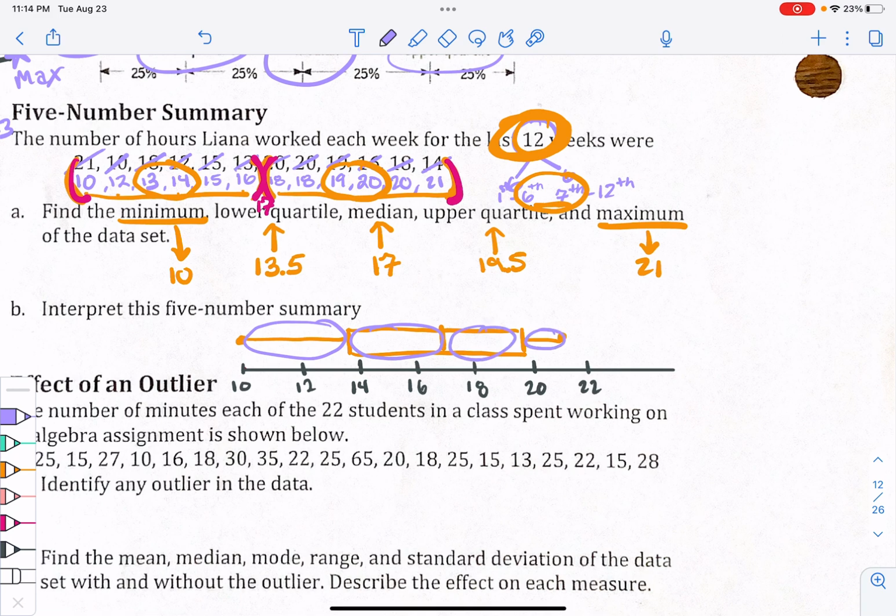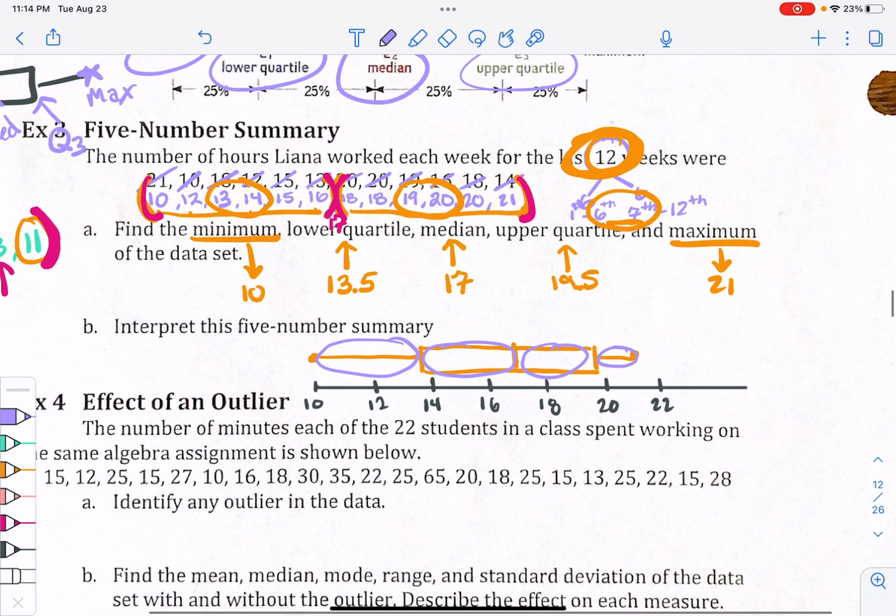Those 4 chunks have exactly the same number of numbers in them, okay? And what I mean by that is we had 12 numbers to start with. So there are 3 numbers that live in this range. There are 3 numbers that live in this range. There are 3 numbers that live in this range, and there are 3 numbers that live in this range.